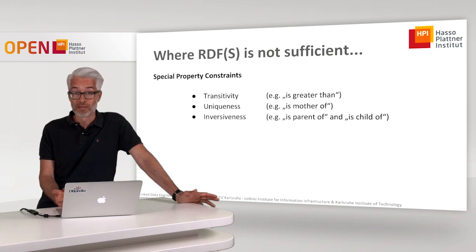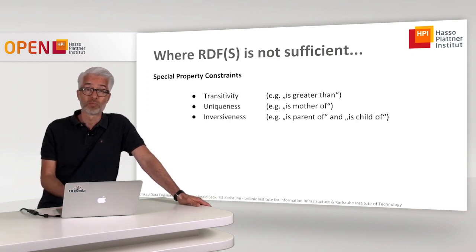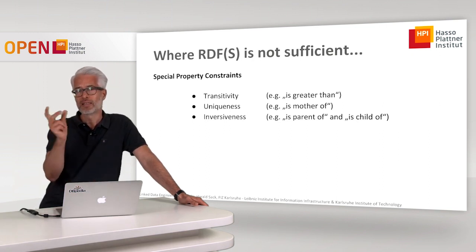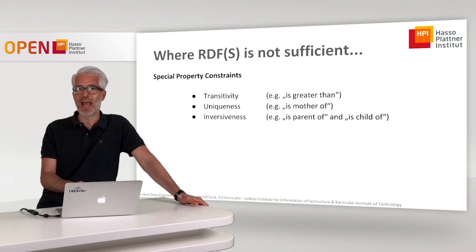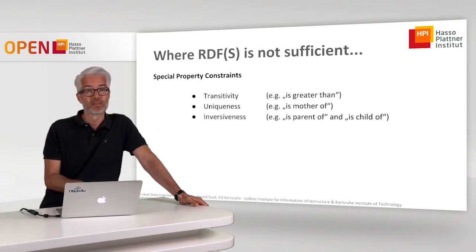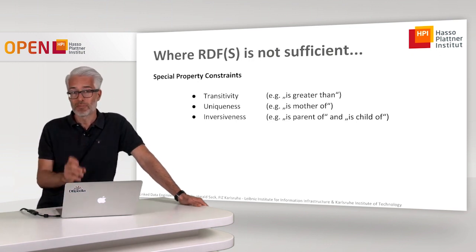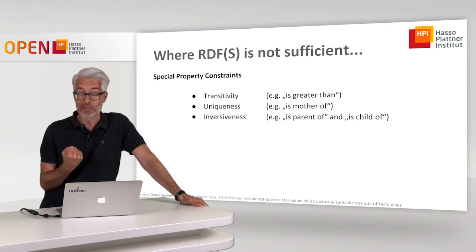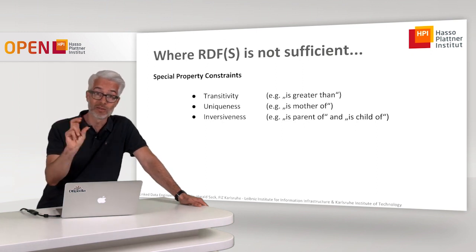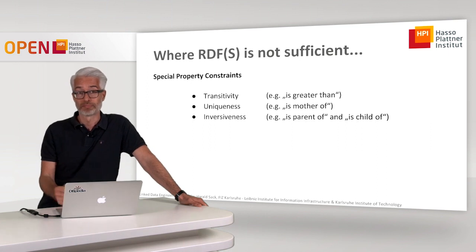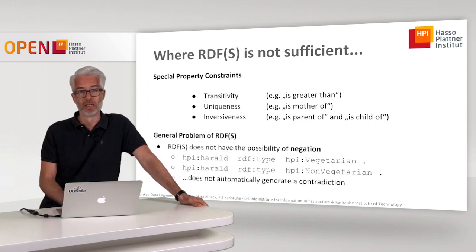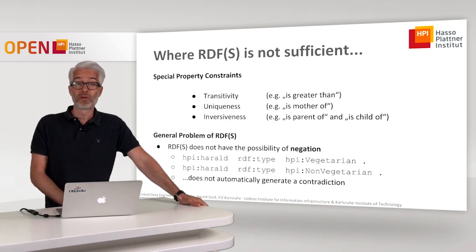Likewise with inversiveness. Inversiveness of properties means you define a property like is parent of, and you have another property is child of, and you say, yeah, these two properties are inverse, simply because if A is parent of B, then B is child of A. So this is an inversiveness relationship between two properties, and you want to state that. And to state something like that is really important to express semantics, and also the machine must understand that these two properties somehow are related. We can't express that.